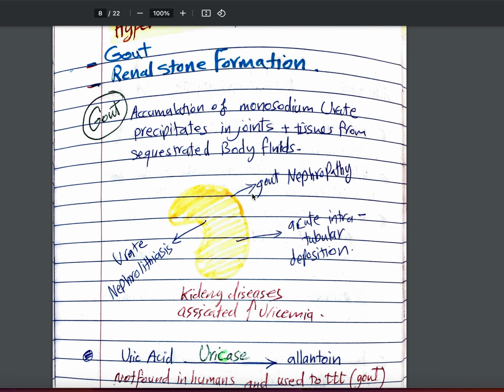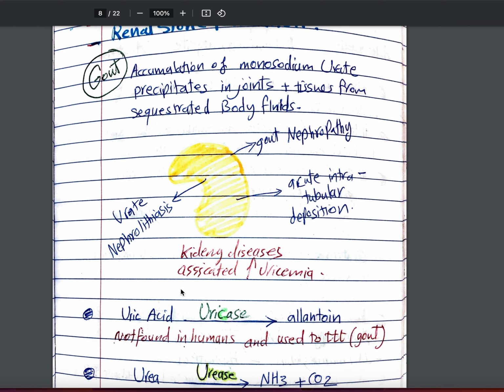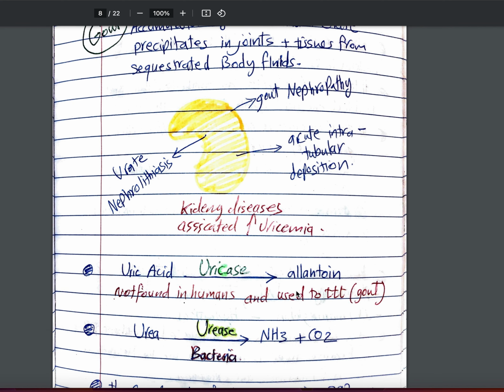So gout may lead to complications like urate nephrolithiasis, which leads to stones in the kidney, and may lead to acute intratubular depositions, or gouty nephropathy. So kidney disease is associated with hyperuricemia, that means high uric acid.